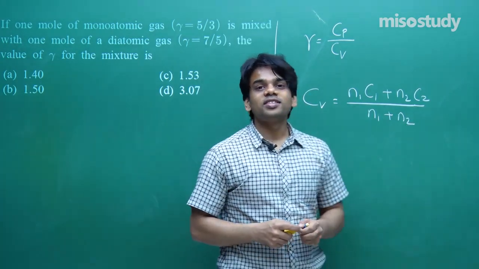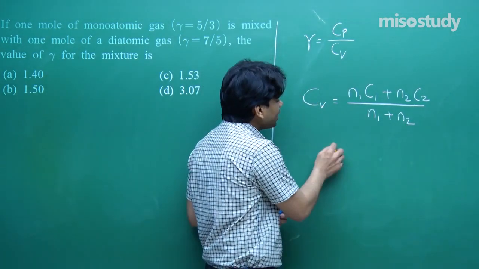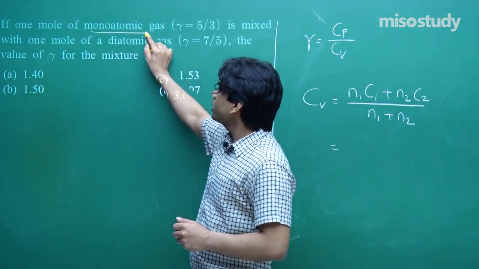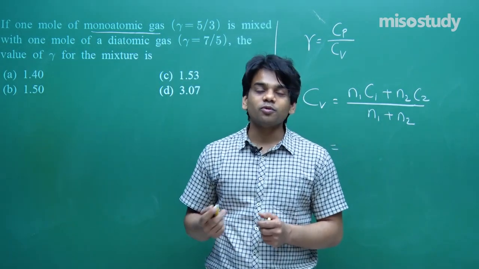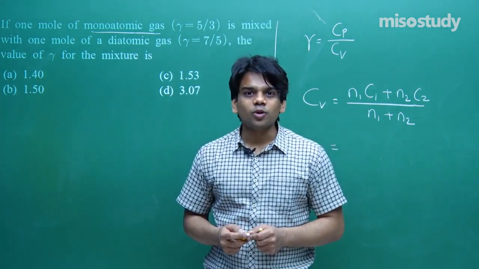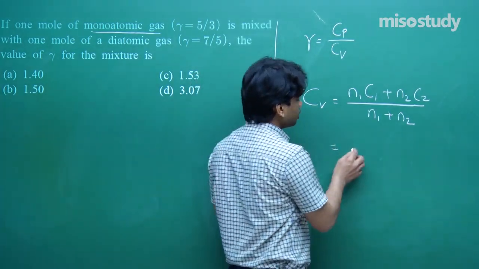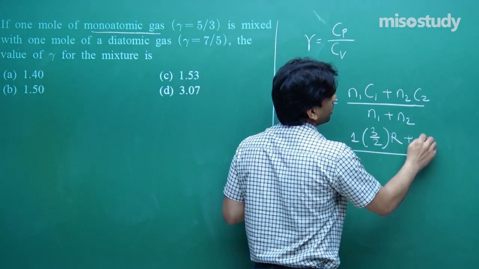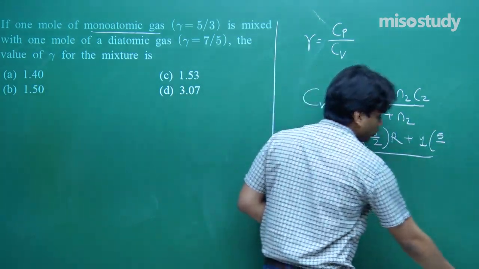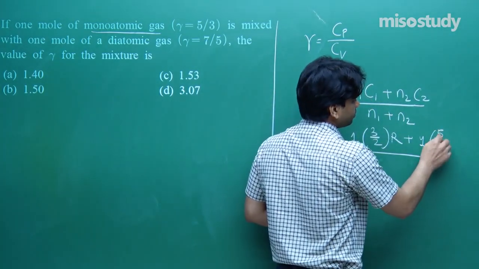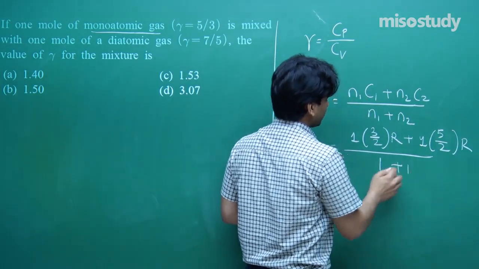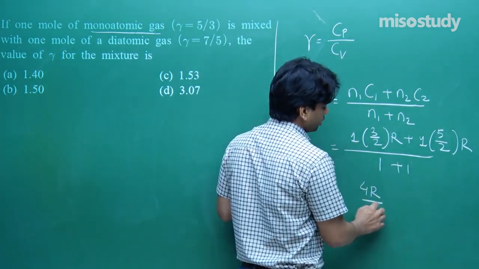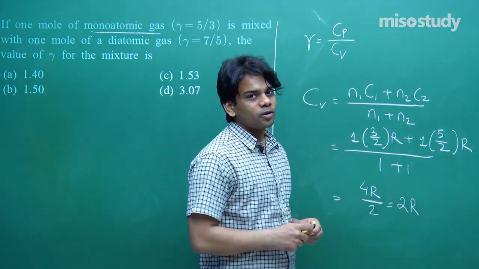This is the formula to find the Cv for a mixture. N is the number of moles, C is the molar specific heat at constant volume. Here you see monatomic gas. What is the value of the specific heat capacity at constant volume for a monatomic gas? That is equal to 3 by 2 R. So let me put here N1, that is 1, times 3 by 2 R, plus N2, that is again 1, times 5 by 2 R. This is what you have to place, divided by 1 plus 1, that is 2. So 3 by 2 R plus 5 by 2 R will be 8 by 2 R, so you will get 4R by 2, that is equal to 2R. This is the value of Cv for the mixture.